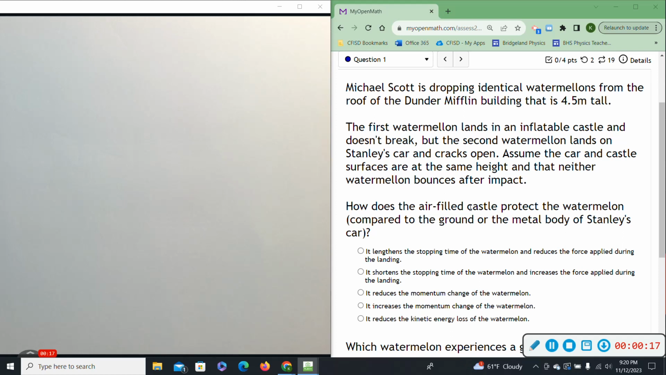The first watermelon lands in an inflatable castle and doesn't break, but the second watermelon lands on Stanley's car and cracks open. Assume the car and castle surfaces are at the same height, and that neither watermelon bounces after impact. How does the air-filled castle protect the watermelon compared to the ground or the metal body of Stanley's car?